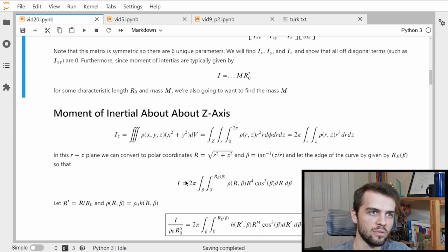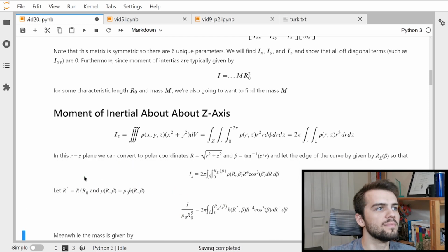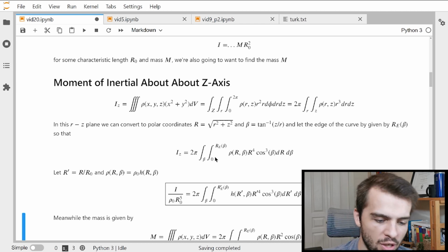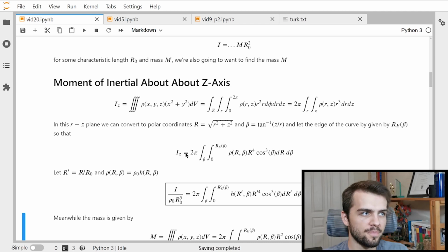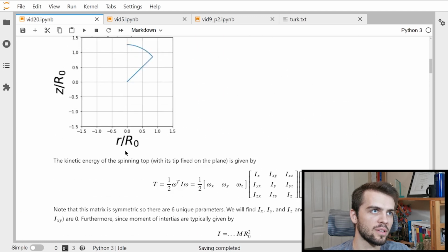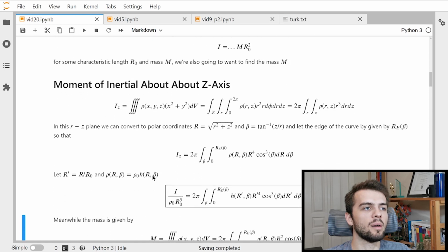So this is my new integral here for the moment of inertia. This should be I_z here, so maybe I can add that, I_z. So I have this integral here. And now I want to convert it into a dimensionless quantity, right? So I let R prime equal capital R over r naught. So that's like this radius here divided by r naught. That's the characteristic radius of the problem.